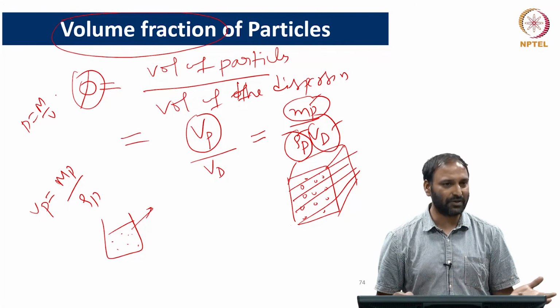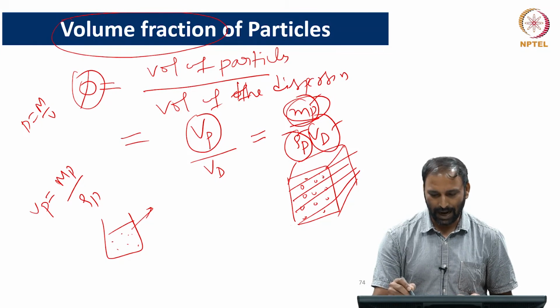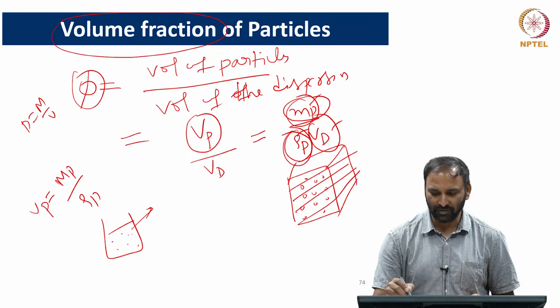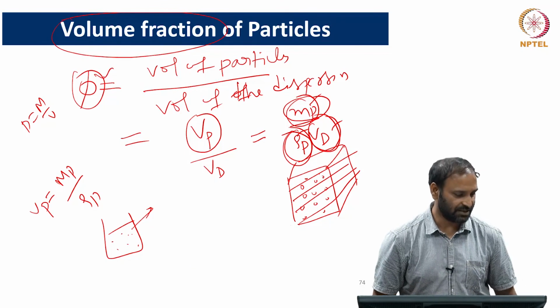But this is one of the simplest ways of doing it. All that it requires is measurement of the mass of the particle and the density of the particle, and if you know the volume of the dispersion that you are dealing with, I can get phi directly from these data.